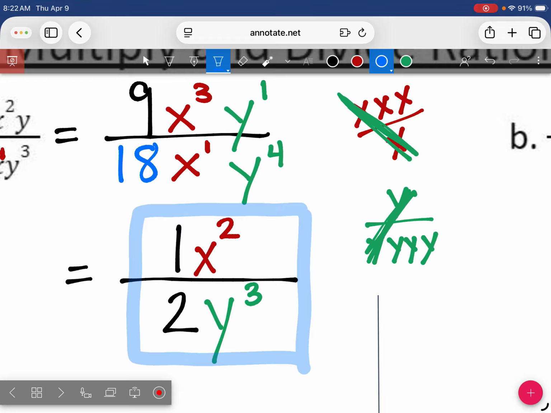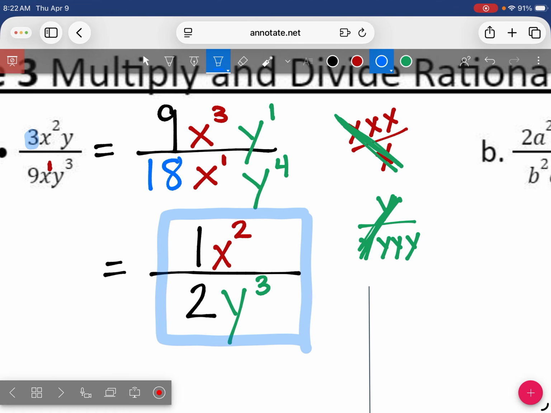How did I get the 1 and the 2? Oh, the 9 over 18. If you look at your multiplication chart, 9 and 18 are in the 9s. Both of those numbers can be divided by 9.